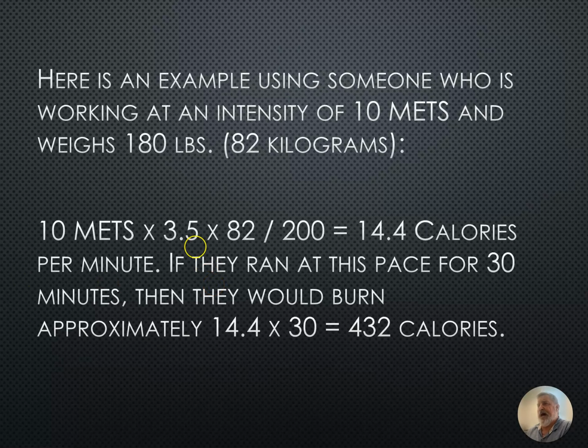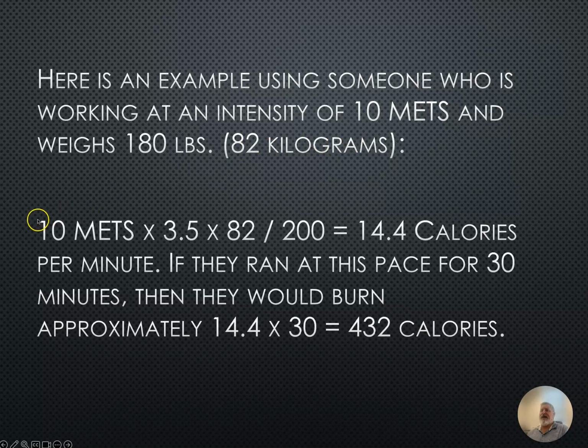So if we have someone who's working at an intensity of 10 METs, METs will be given to you or you'll need to calculate it. In this example, it's given to you. So they're 10 METs and they weigh 180 pounds. First thing you do is divide 180 by 2.2 to get 82 kilograms.